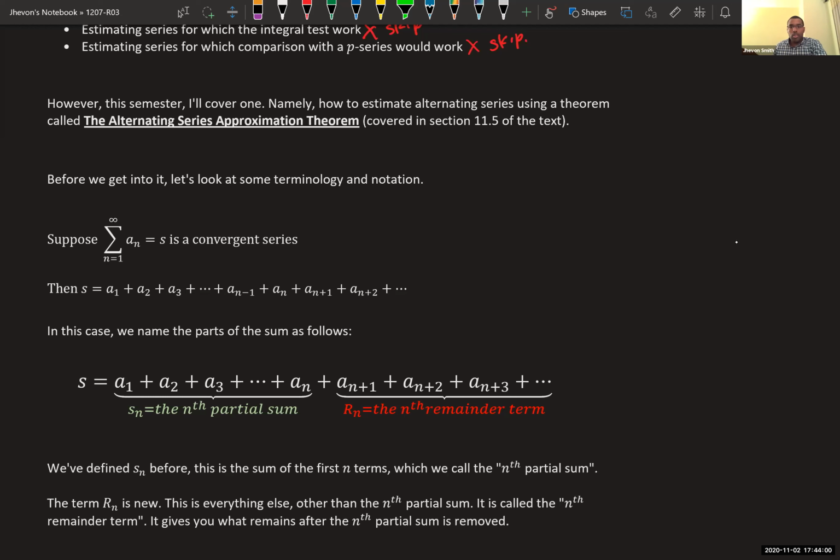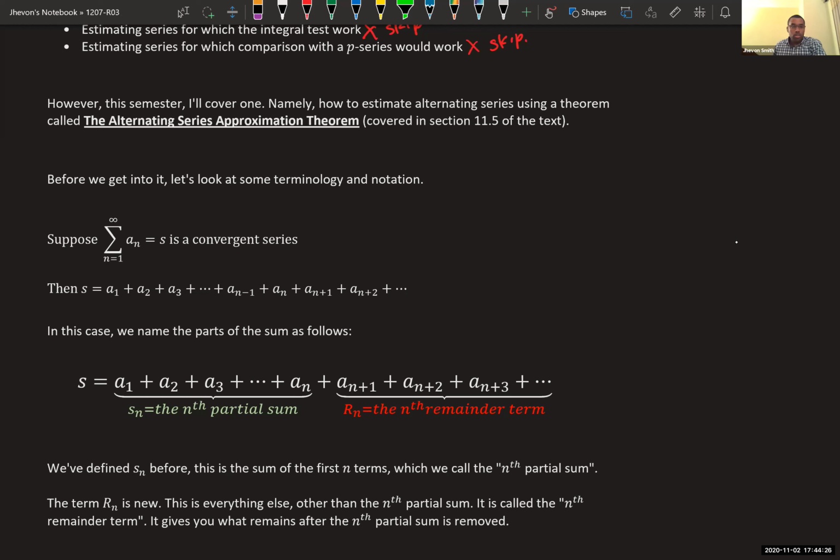I did not give you a name for the tail, what's left over. So now I'm going to identify that. This is what we call the remainder term. So the sum of the first n terms is called the nth partial sum. Everybody else, we call that the remainder term. It's what's left over after you take out the first n terms. So you can have the nth partial sum as well as the nth remainder term.